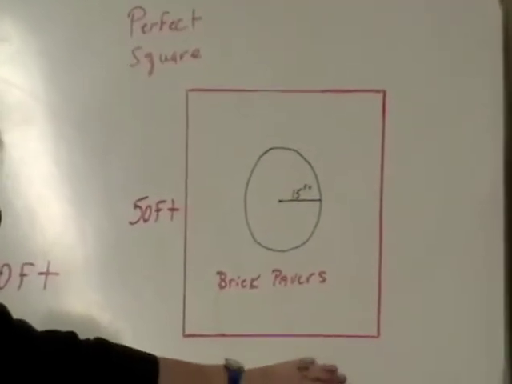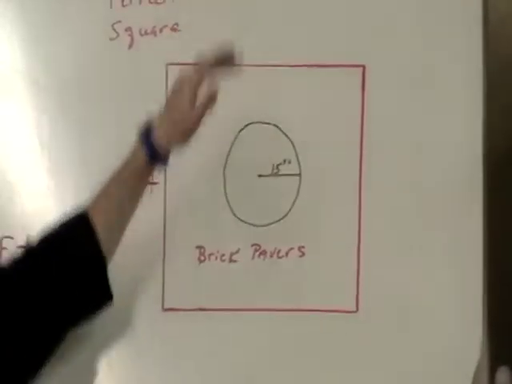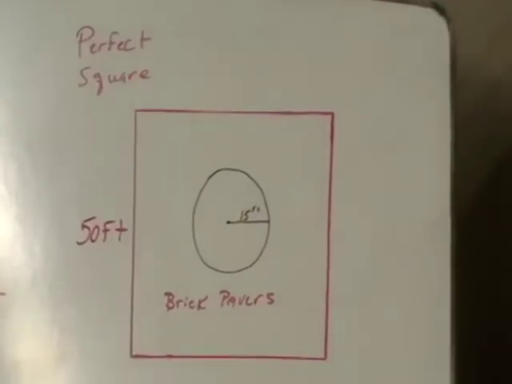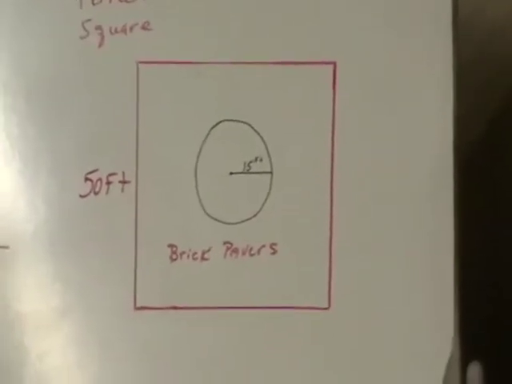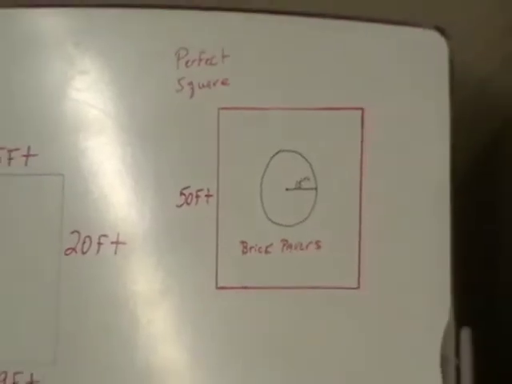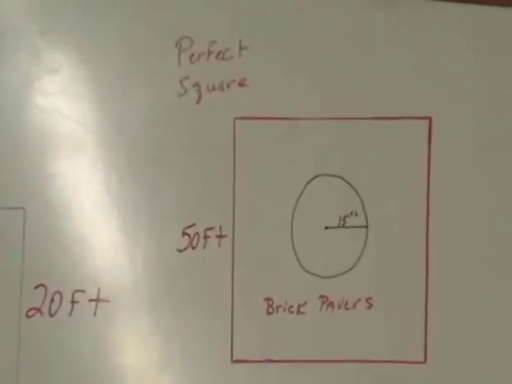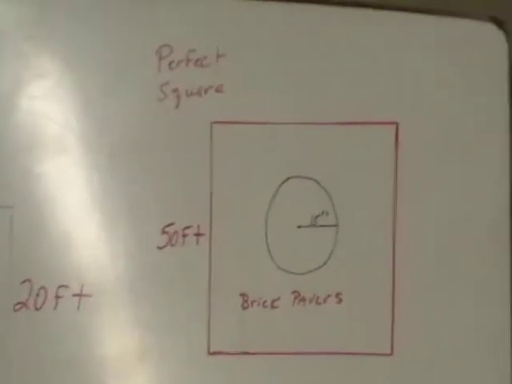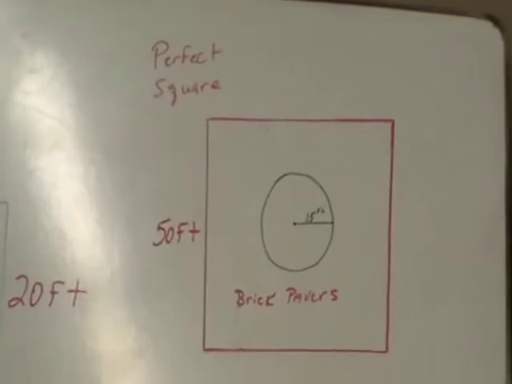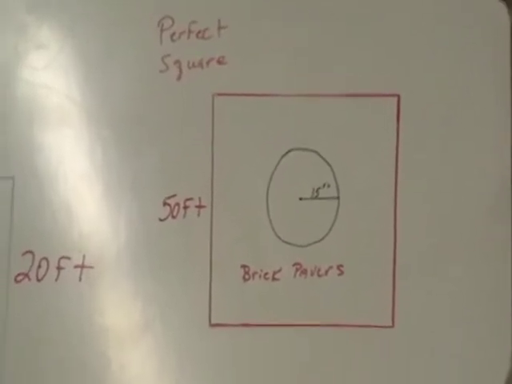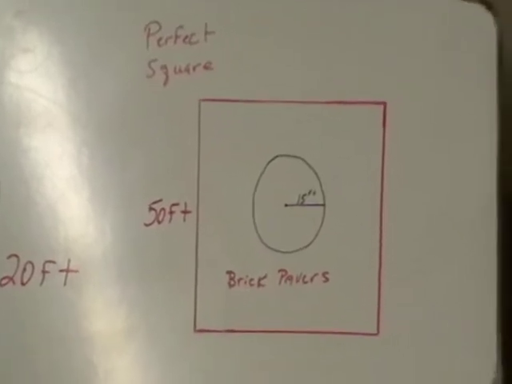Well, it's basically a perfect square. I told you that right here. So it's 50 foot on this side, it's 50 foot everywhere. But we got a swimming pool in the middle, in the shape of a circle. And we're gonna put some brick pavers around it. So when you're finding an area of 2 different geometric shapes, find the area of the one and take it away from the bigger one. So what's bigger, the square or the circle? Square. Okay. So what's the area of the whole thing?